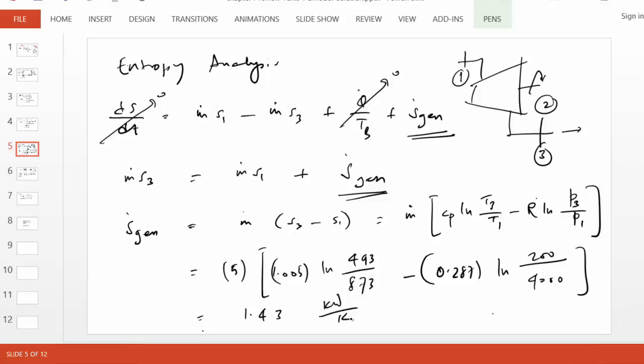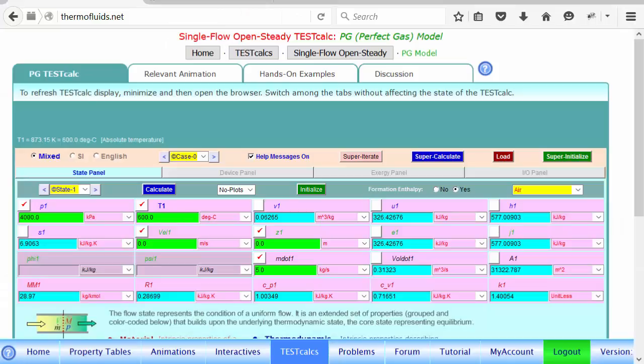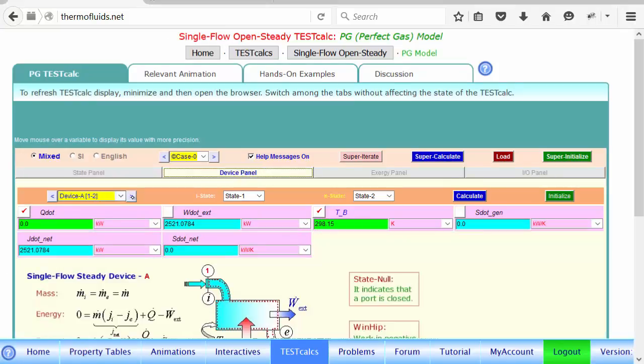So this is the measure of how much friction there is in an actual turbine. Of course, in an ideal turbine, you will find it to be zero by definition. That's why entropy remains constant. That is the reason an ideal turbine is isentropic. Let's make sure this is what we get in our device panel. If you go to device B, that's the actual turbine, and see the entropy generation is given here. The value of TB is irrelevant because heat transfer is zero anyway.